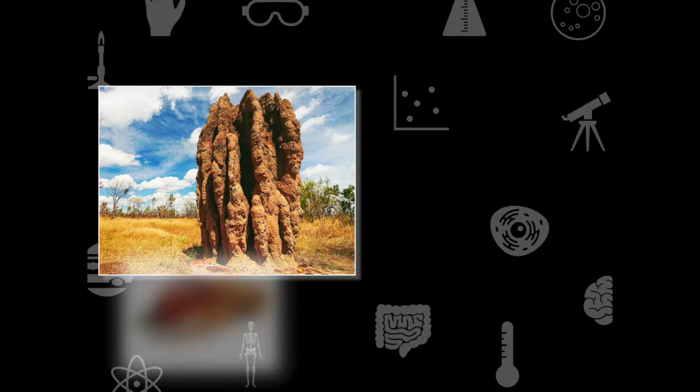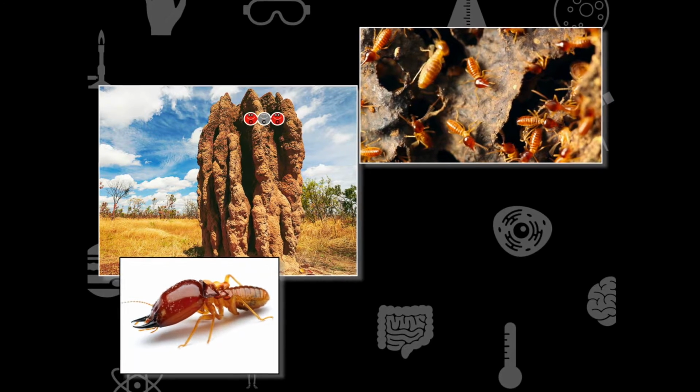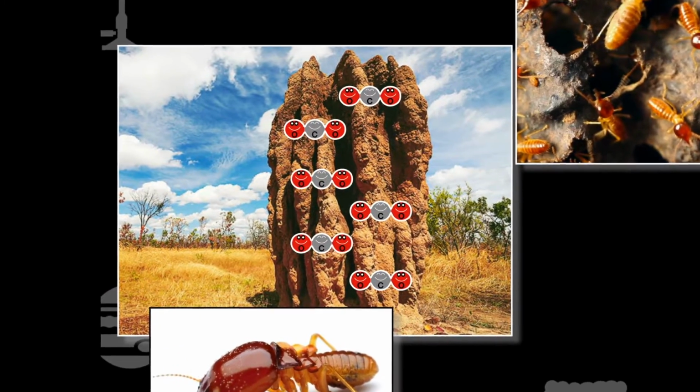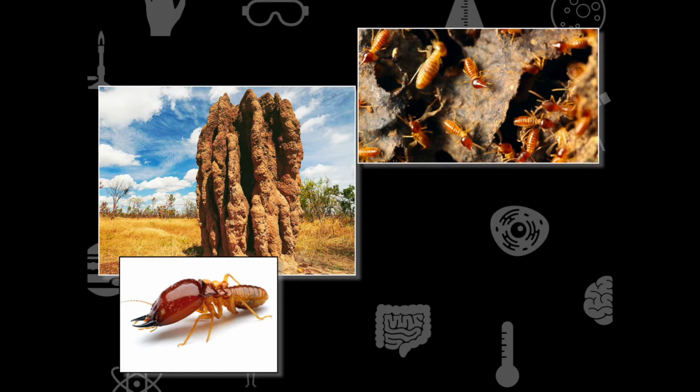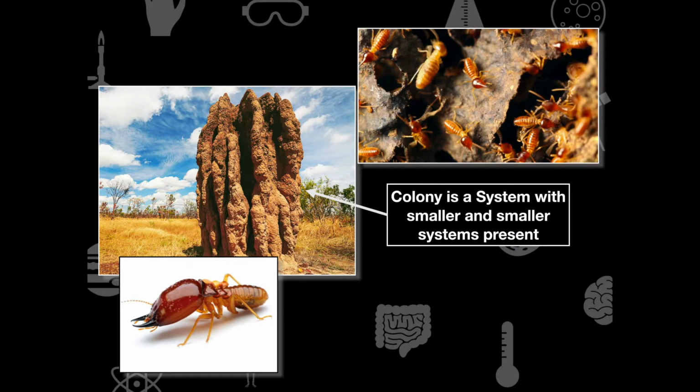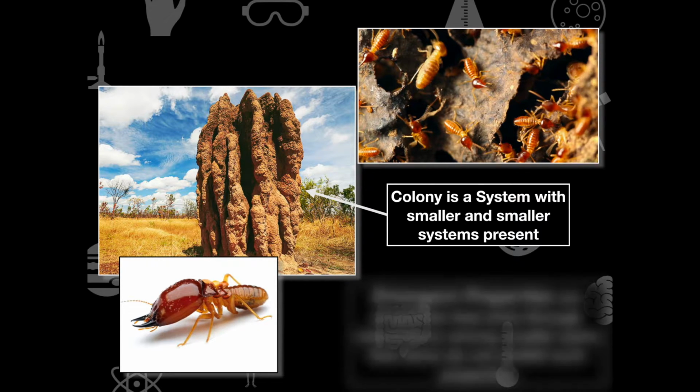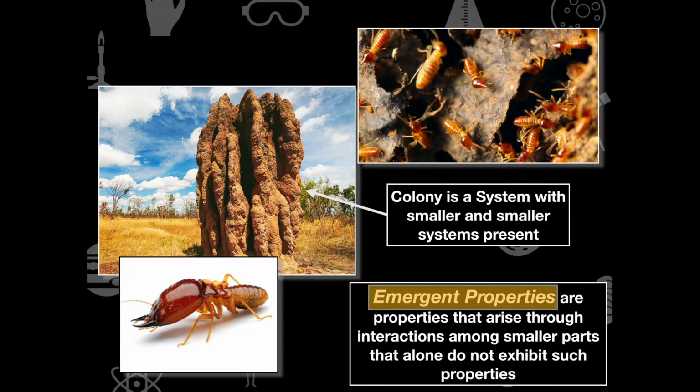So as we go through and think about this, I want us to think about what emergent properties are. If we're looking at a termite colony, it needs to remove the carbon dioxide in order for the entire colony to survive. Now, a colony is a system with smaller and smaller systems present. And emergent properties are properties that arise through interactions among smaller parts that alone do not exhibit such properties. So what that means is, if we go from the colony down to the columns within the colony down to the individual termite, we're going to have properties that didn't exist within that system. And the termites themselves are systems working together with different groups of termites to create this larger colony to allow for the entire system, that entire colony, to survive. So be thinking about emergent properties.